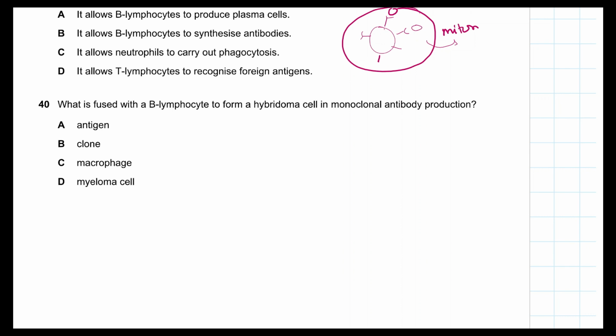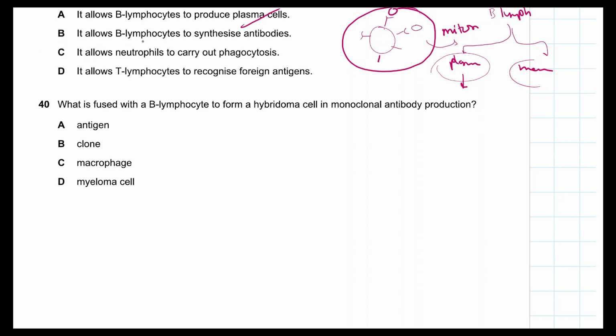A, it allows B lymphocytes to produce plasma cells. Now this is mitosis, so this is correct. What happens is that B lymphocytes undergo mitosis to produce plasma cells and memory cells by the process called clonal expansion. So clonal selection of the B lymphocyte which is identical to the antigen, and now clonal expansion, which is technically mitosis, is what takes place, forming plasma cells, which secrete antibodies, and more memory cells.